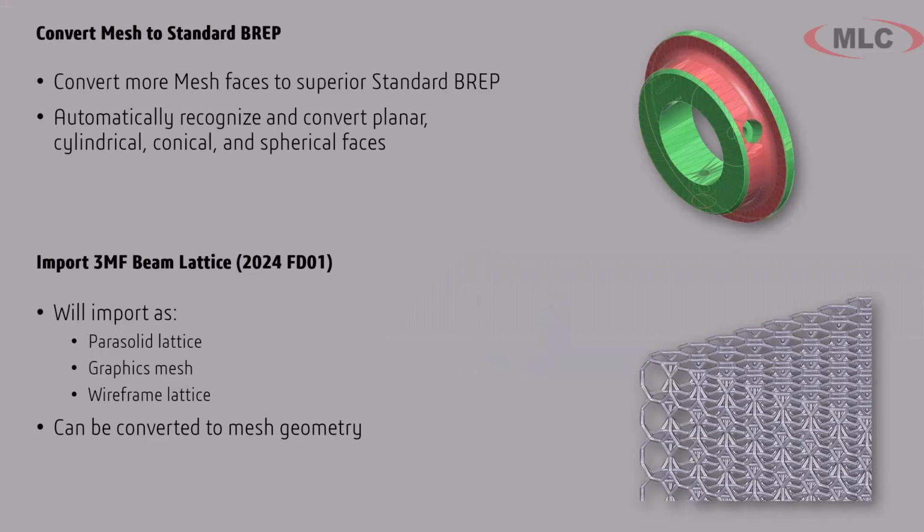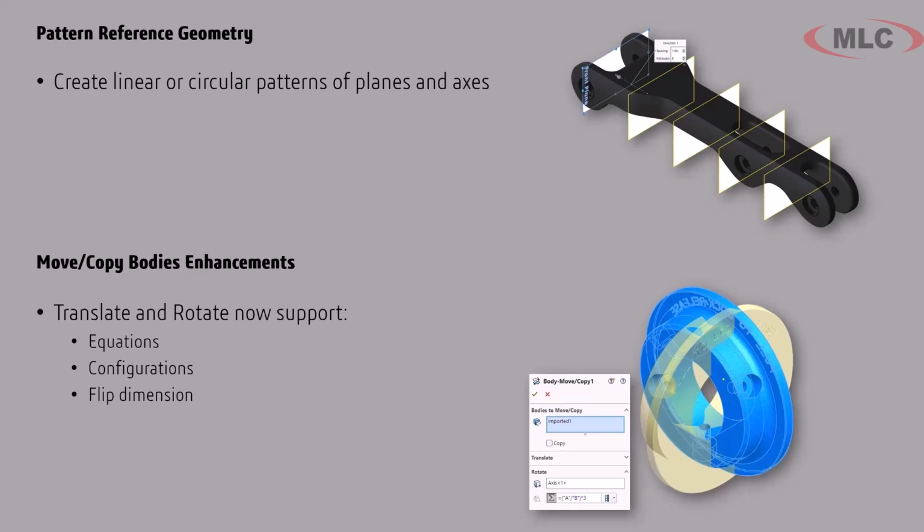Let's discuss some enhancements we weren't able to discuss in this demo. SOLIDWORKS 2025 can automatically convert meshes to the standard BREP, which is a more compatible geometry type. SOLIDWORKS now imports 3MF beam lattices as parasol lattices, graphics mesh, or wireframe. Additionally, SOLIDWORKS 2025 can also create linear or circular patterns for reference geometry.